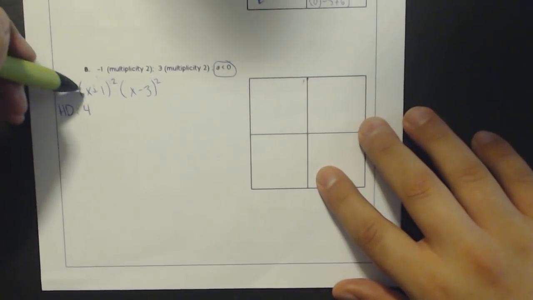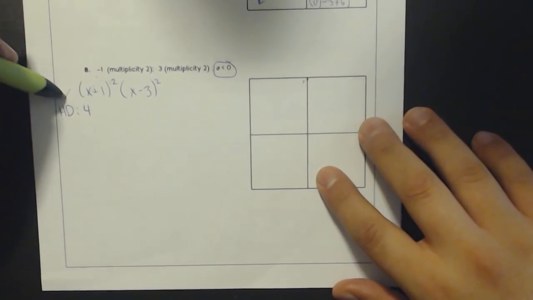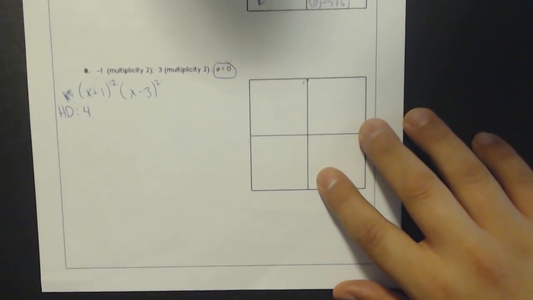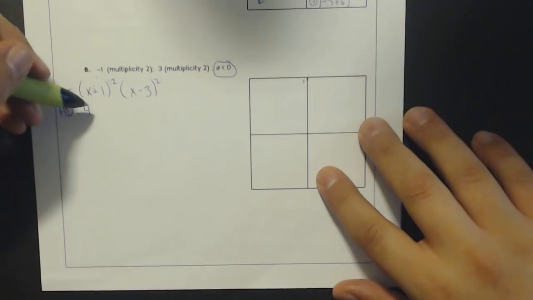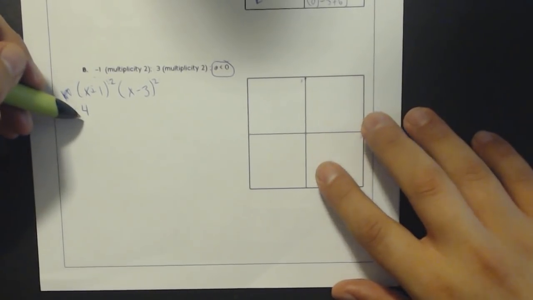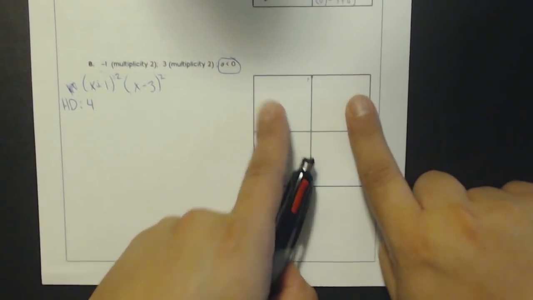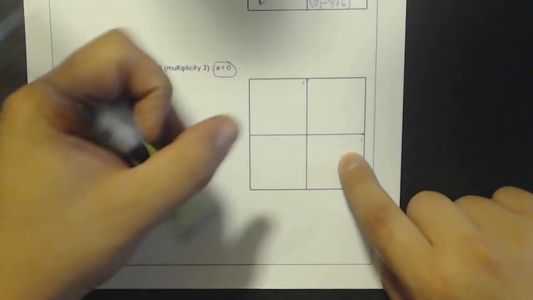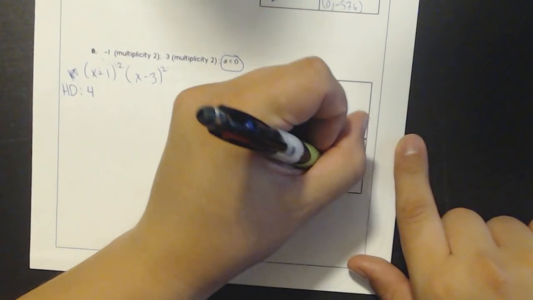I just always add my x exponents together. So if there was an x out here, this would be 1 plus 2 plus 2, but there isn't an x, so we're not going to include that. That must mean that I have them either both going up or both going down for my end behaviors. Well, a is less than 0. That means a is negative. I should have 2 down arrows.